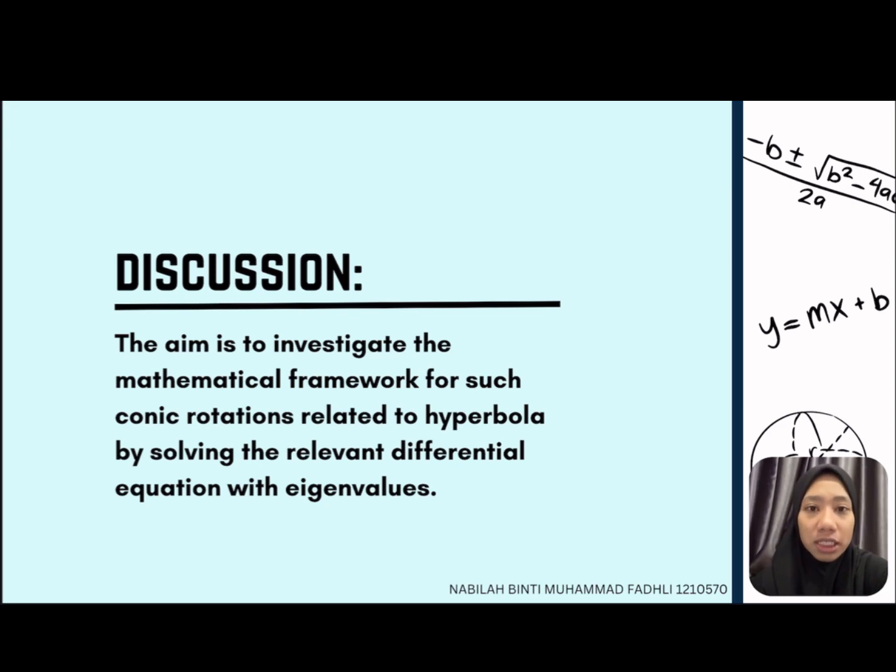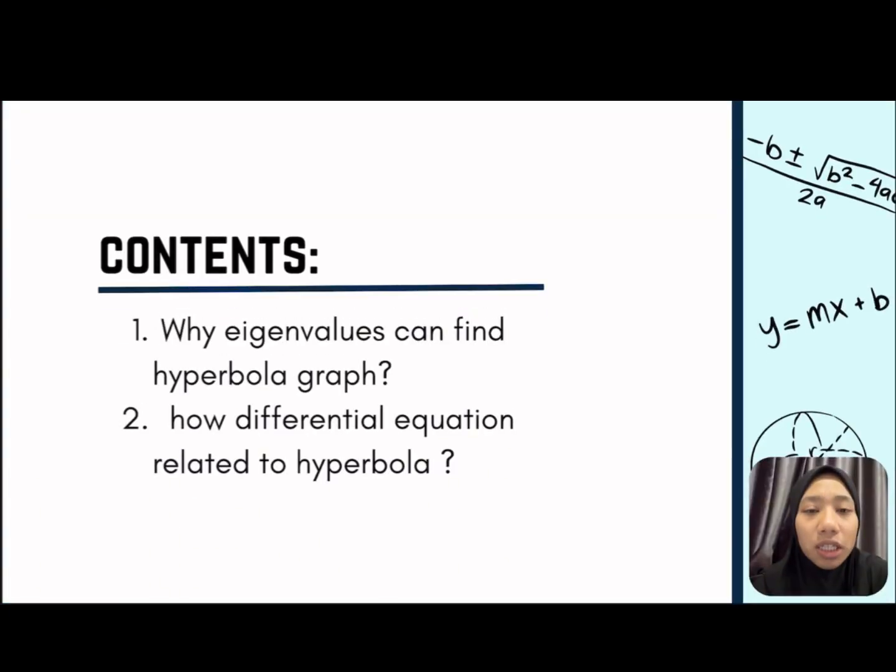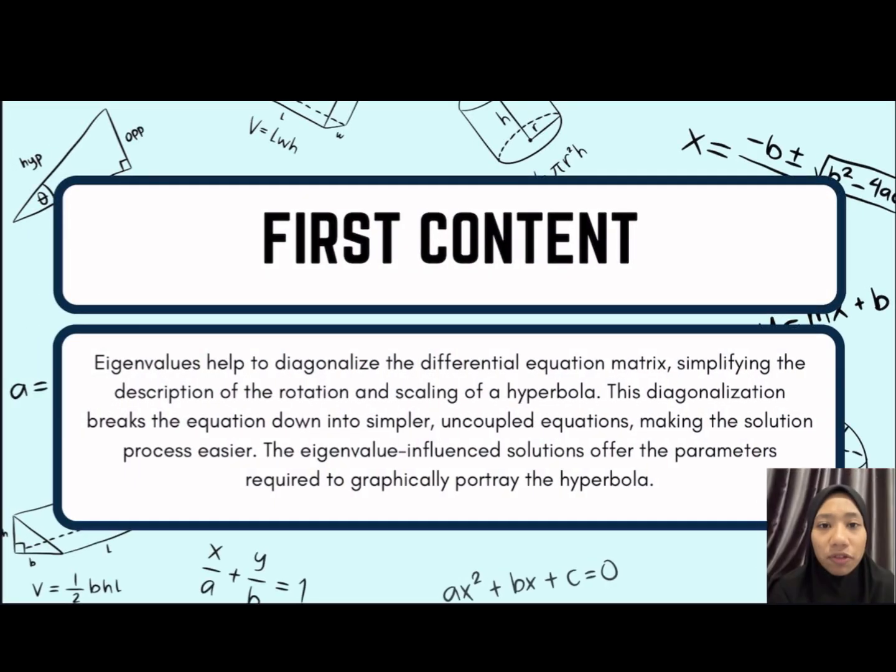Now for the discussion, the aim is to investigate the mathematical framework for such conic rotations related to hyperbolas by solving the relevant differential equation with eigenvalues. For the contents of the discussion, we have two main points: why eigenvalues can find the hyperbola graph and how differential equations relate to the hyperbola. Why can eigenvalues find the hyperbola graph?